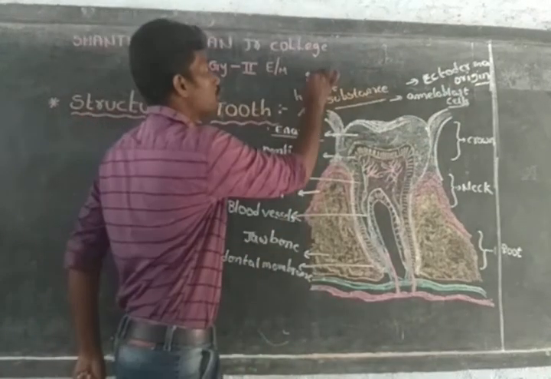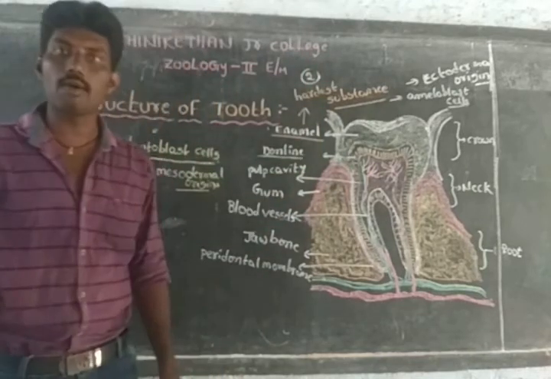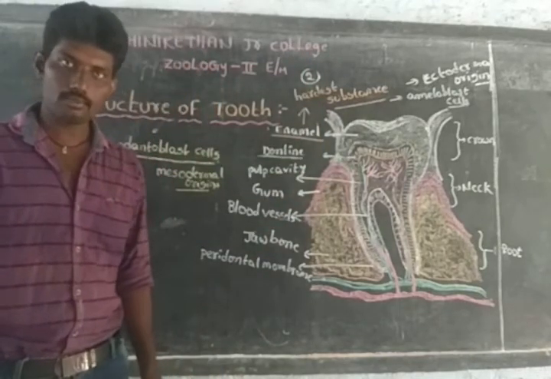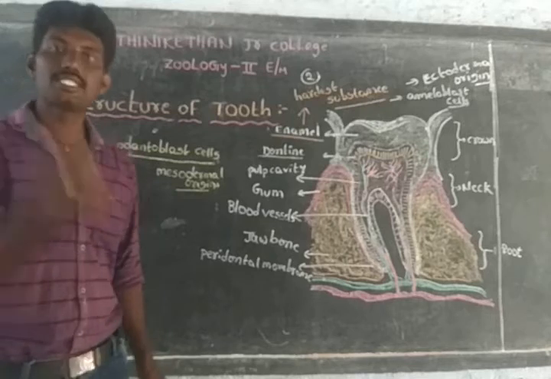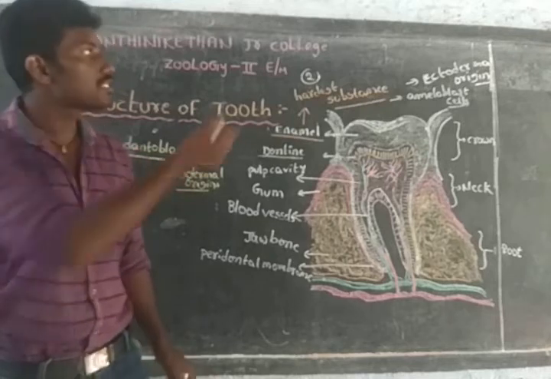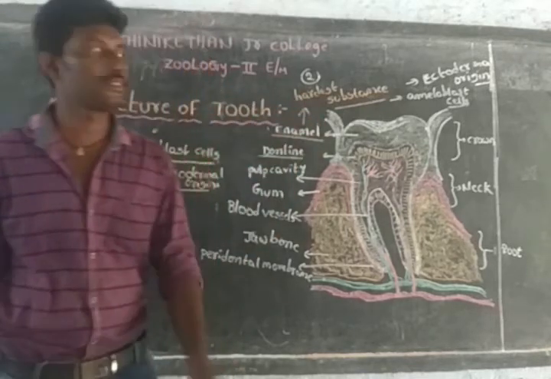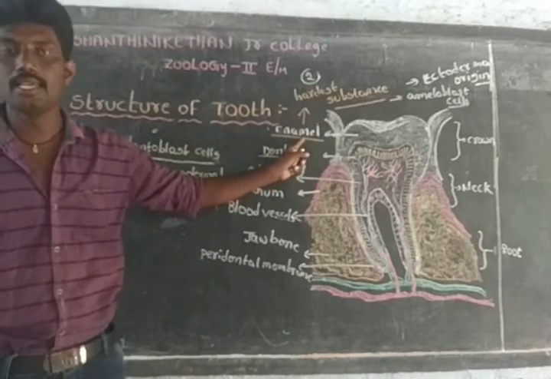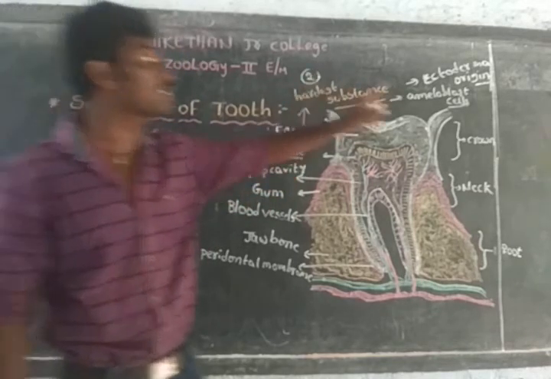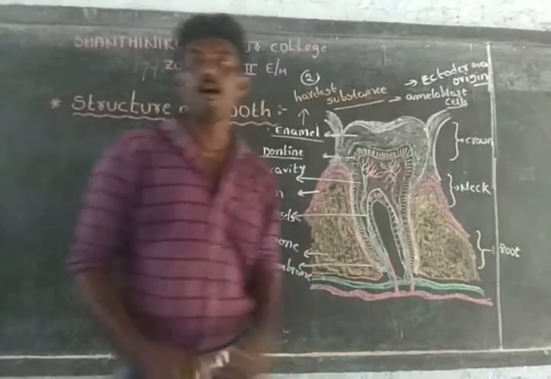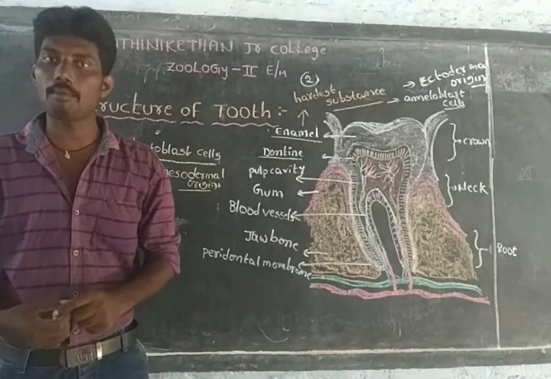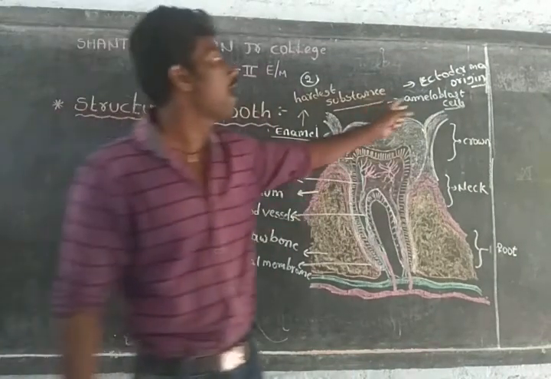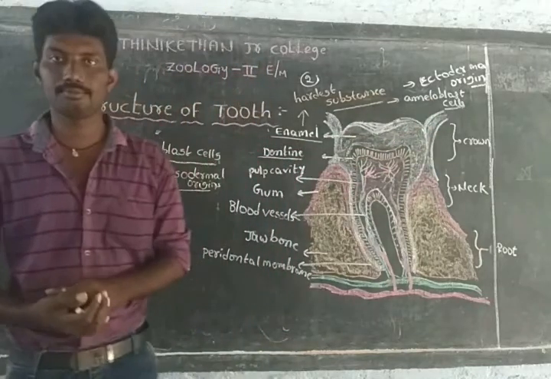It is a 2 marks question. Which is the hardest substance in our body? Next, which organ secretes the enamel? The hardest substance in our body is enamel. The enamel is secreted by ectodermal organs, and these derive the cells called ameloblast cells.